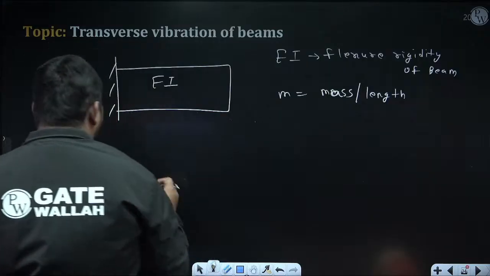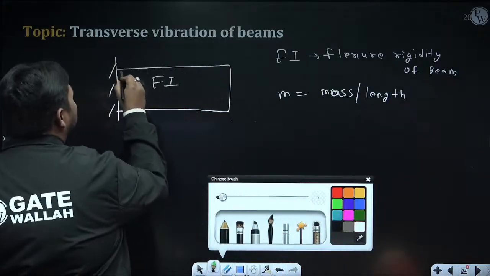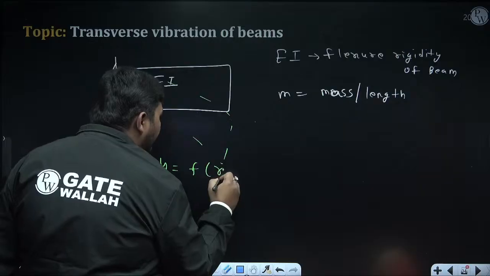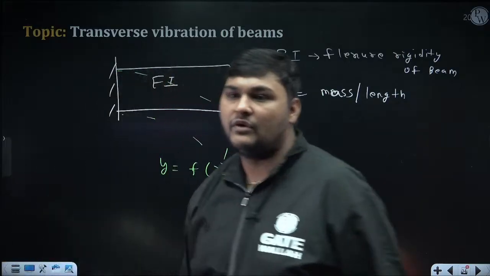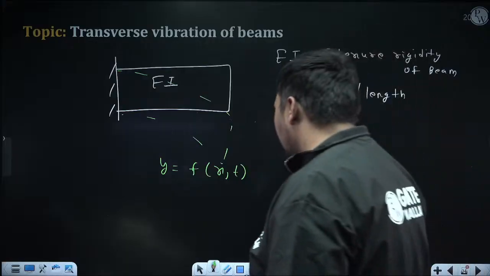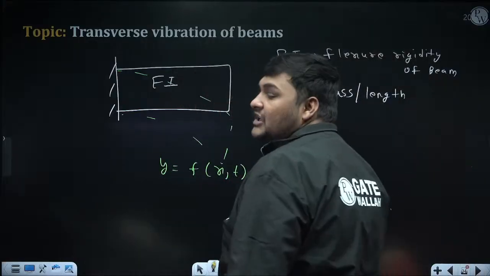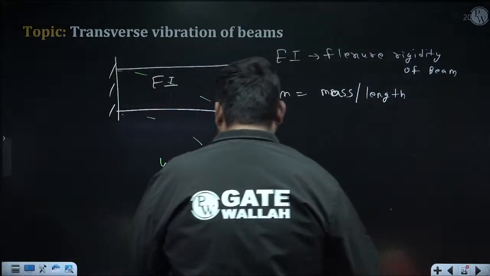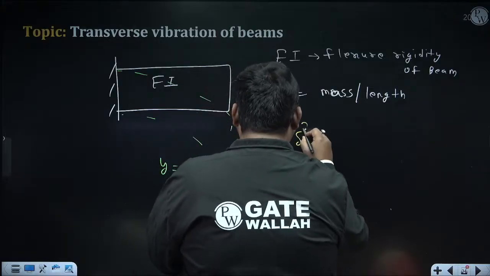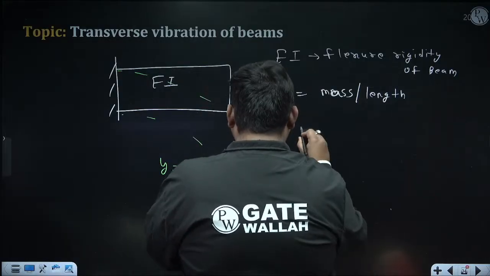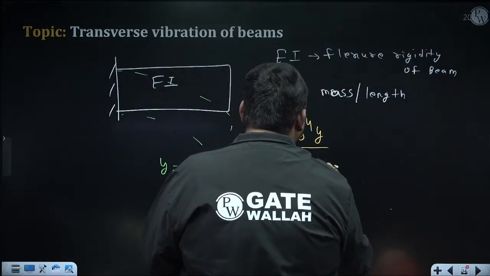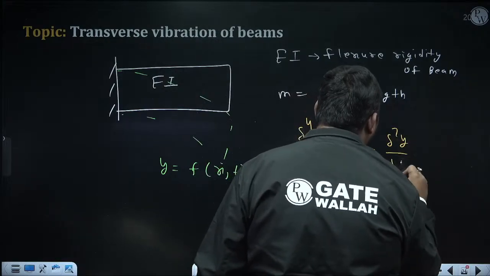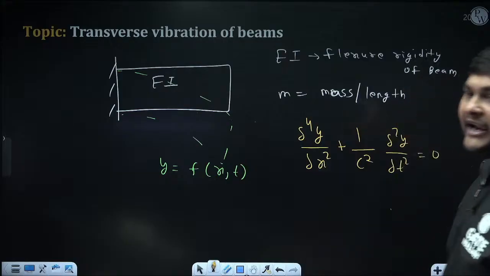Now see, here again in the transverse direction, suppose the displacement of the beam is Y. So again it will be a function of two variables. One is X, second is time. Okay. So again here a partial differential equation will come. But here the partial differential equation is not a wave equation. Here if you write the partial differential equation, it is like this, that you have to remember. Sometimes the examiner can ask: del to the power 4 y by del x to the power 4 plus 1 upon c square del square y by del t square equal to 0. So that you have to remember.